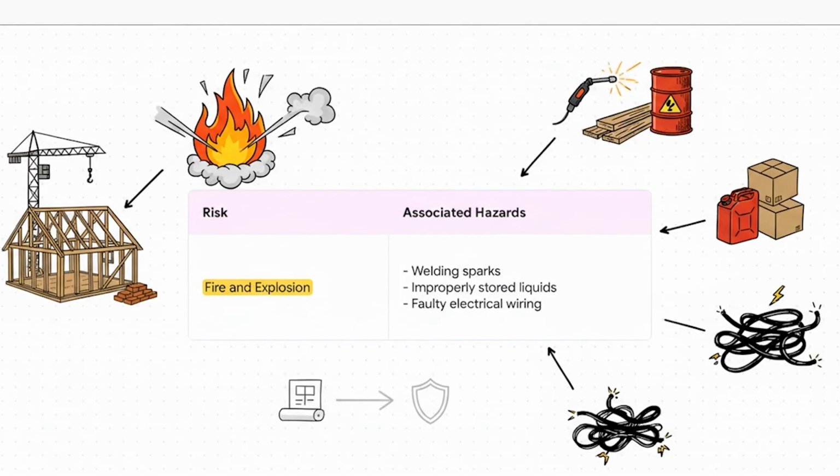Let's make this real and go back to our construction site. The big picture risk we're going to name is fire and explosion. But see, that's way too broad. What are the specific hazards? Well, it could be welding sparks near flammable materials, or maybe some improperly stored fuel, or even some faulty temporary wiring. Each one is a distinct trigger that could lead to the exact same catastrophe.